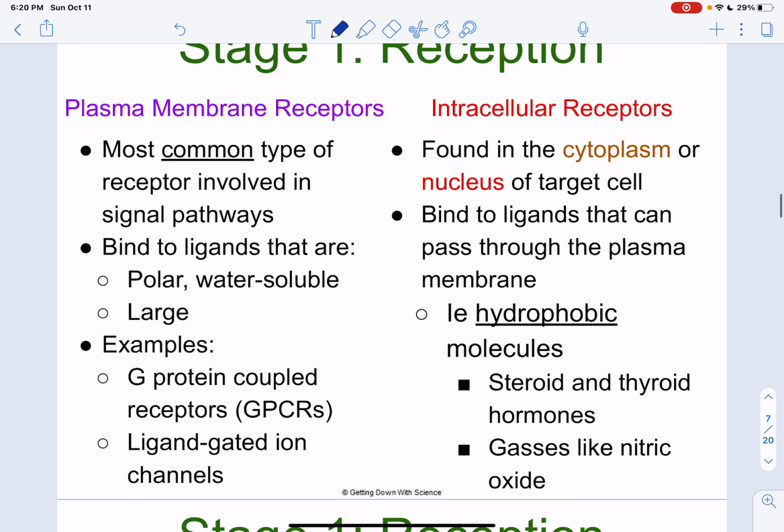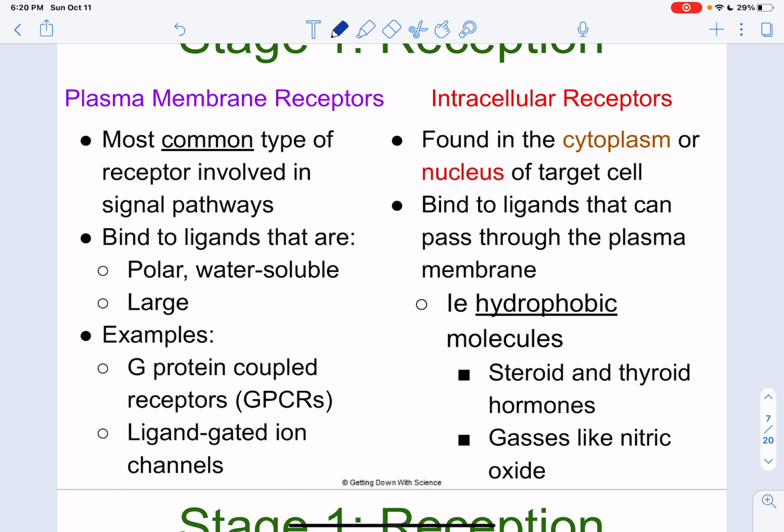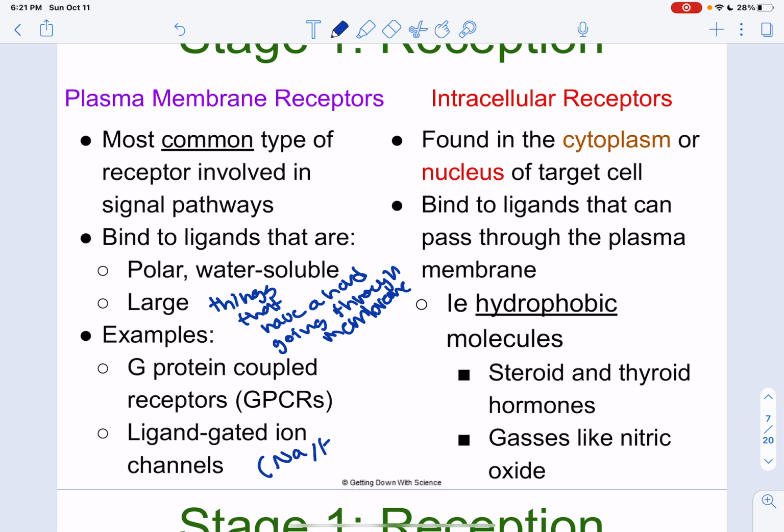Plasma membrane receptors are the most common types. These receptors bind to ligands that are polar, water soluble, or large, things that cannot pass through the cell membrane and have a hard time going through the membrane. Some examples include GPCRs, G protein coupled receptors, which we'll talk about in just a moment, and ligand gated ion channels. Think of the sodium potassium pump.